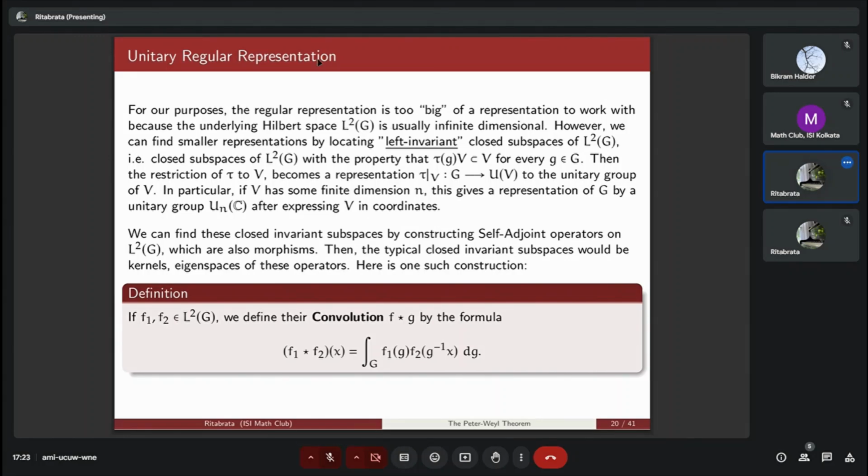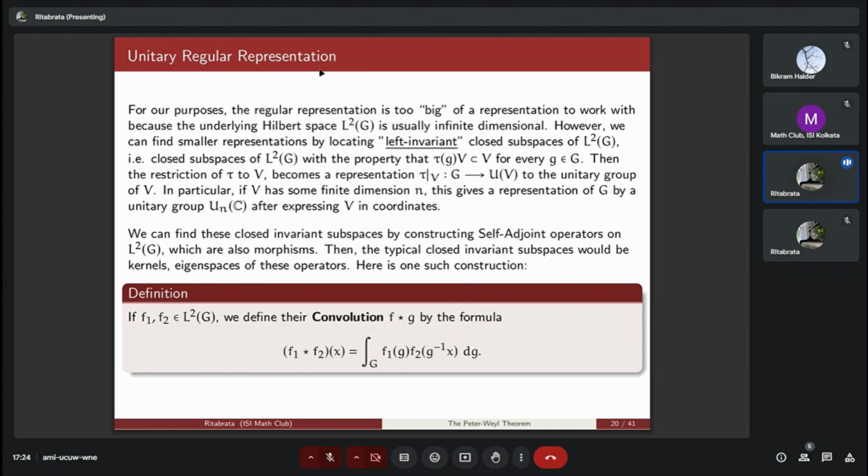So for our purposes, the regular representation L2 of G is very big to work with, because L2 of G is, of course, infinite dimensional. It is super big. Like L2 of G already contains C of G, that is all continuous functions from G to C with finite support, and C of G has basis G. Basically, in particular, for any group G and for any field K, the group algebra KG has basis G, because the elements are formal linear combinations of k times g. And basically 1 times g forms a basis, and 1 times g means you can identify it with g. So the whole group G becomes a basis of KG.